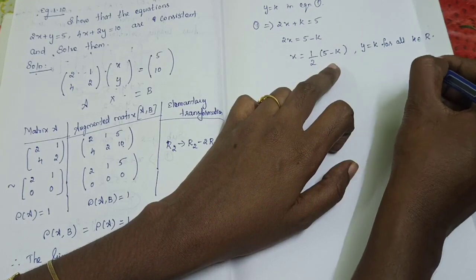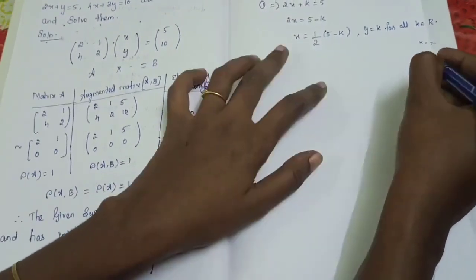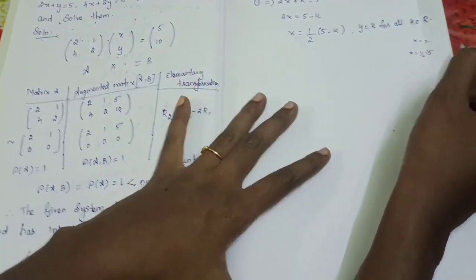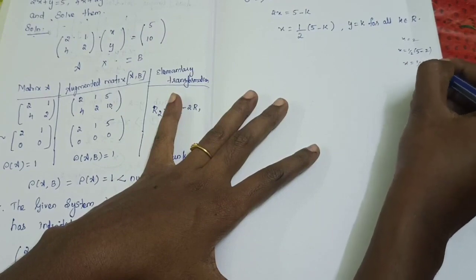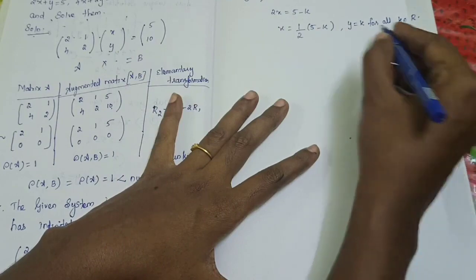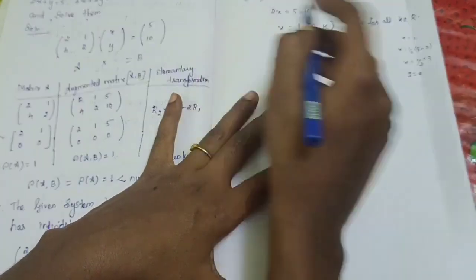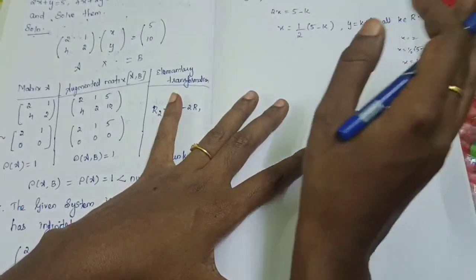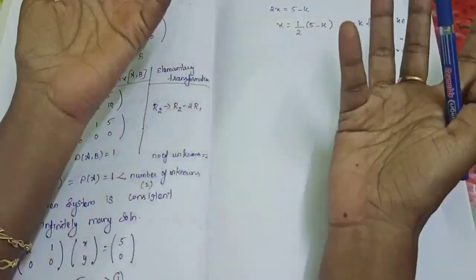If you need, you can check. Just for example, I am substituting k equal to 2. So what will happen? x is equal to 1 by 2 into (5 minus 2), so x is equal to 1 by 2 into 3. So now I got 3 by 2. Now what's the y value? Y is equal to k, which I have chosen as 2. Now I got the solution: x is equal to 3 by 2, y equal to 2. But we can't say this is the only solution. When I put k is equal to 3, we will get another solution.